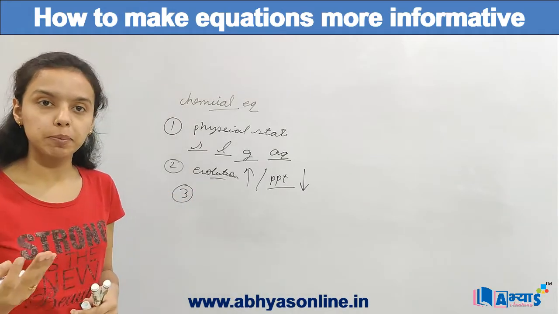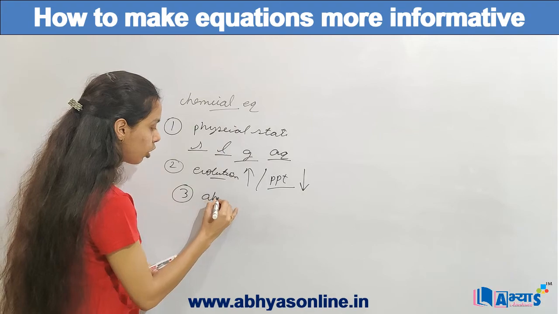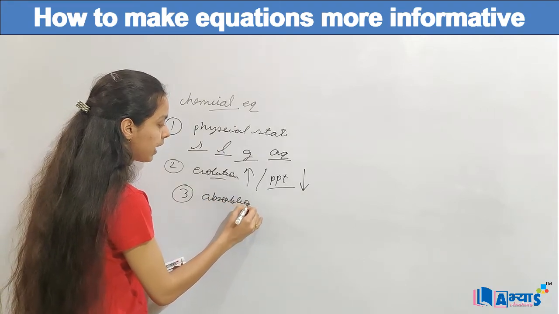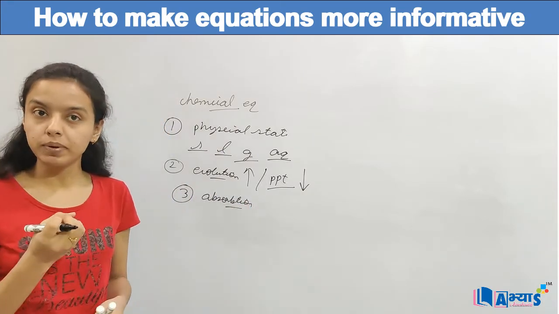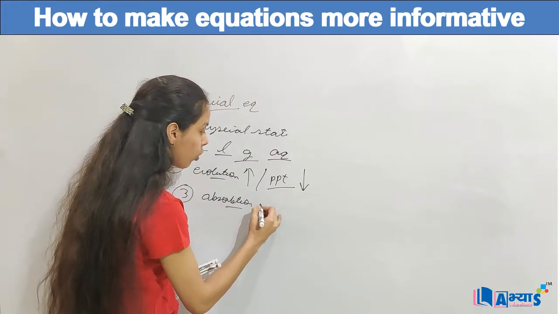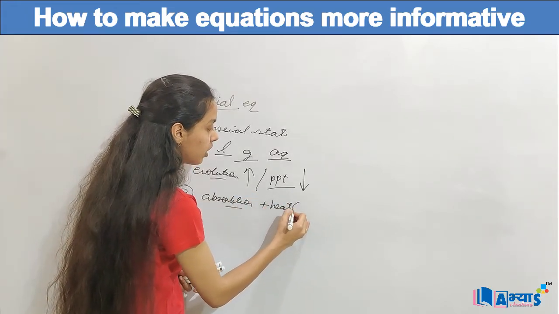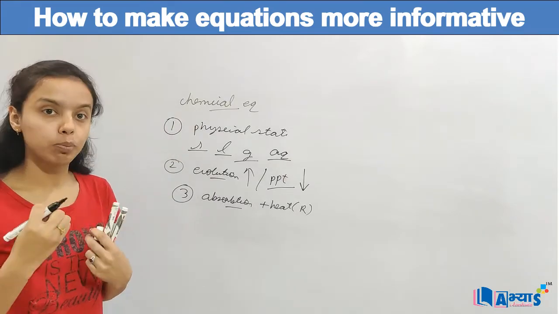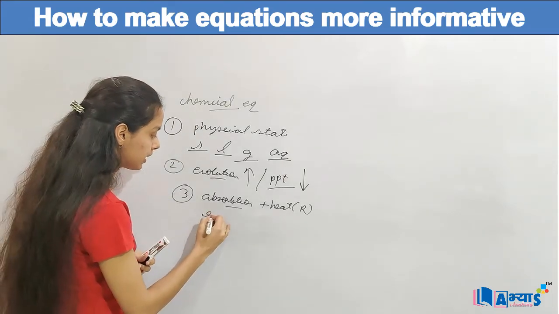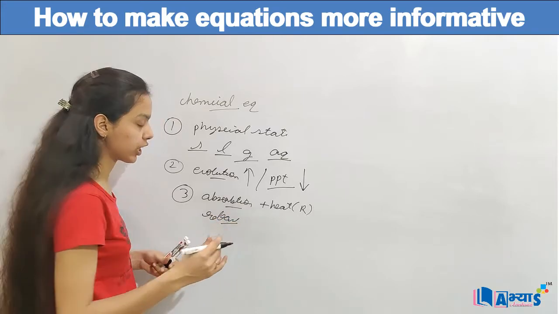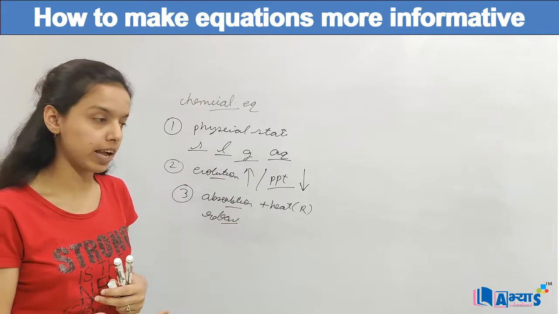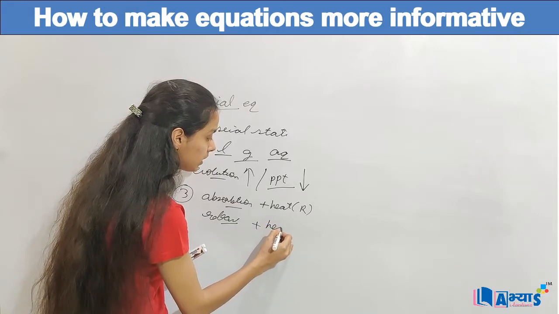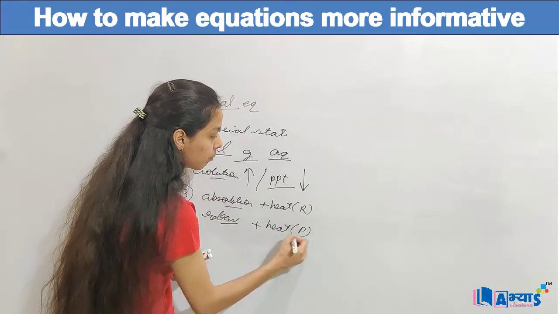The third important step is that whenever there is absorption of heat in the chemical reaction, you will always write plus heat on the reactant side. That means the reactants have absorbed the heat. Or whenever there is release of heat in the chemical reaction, that means it was an exothermic reaction, you will always write plus heat on the product side.